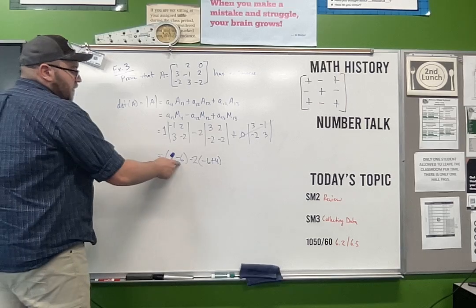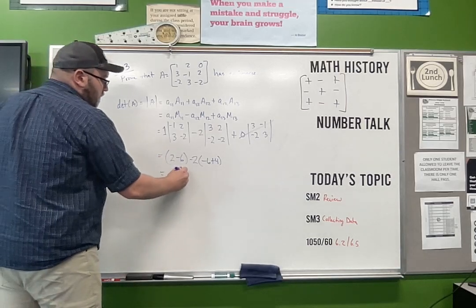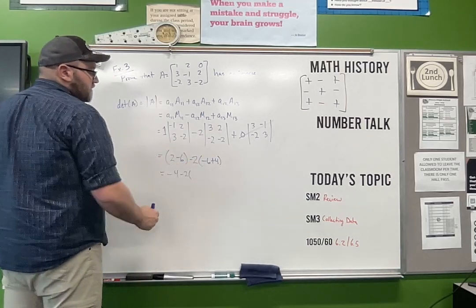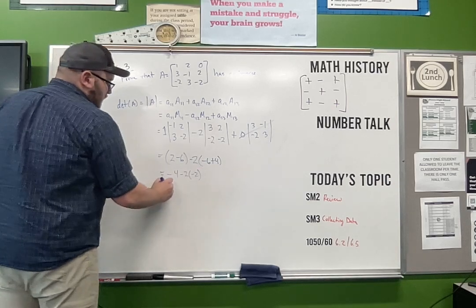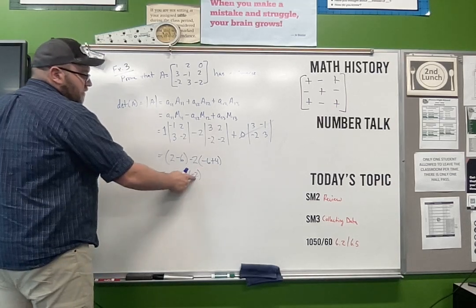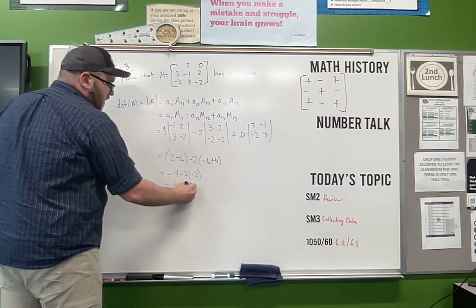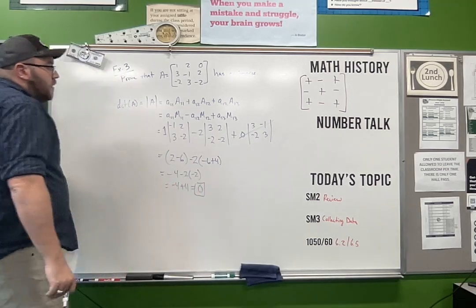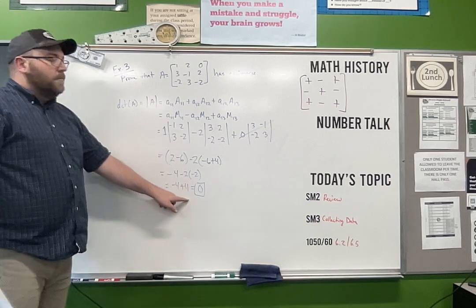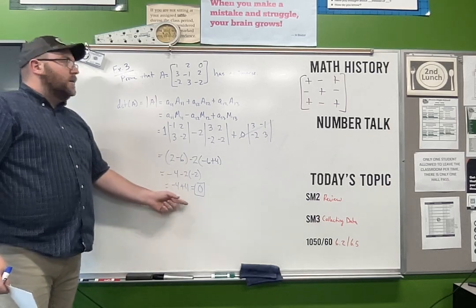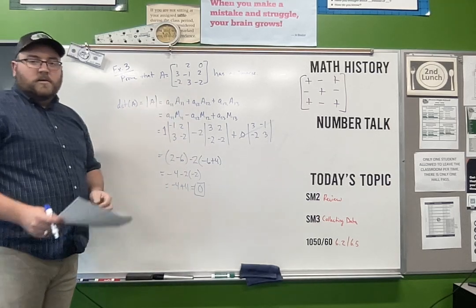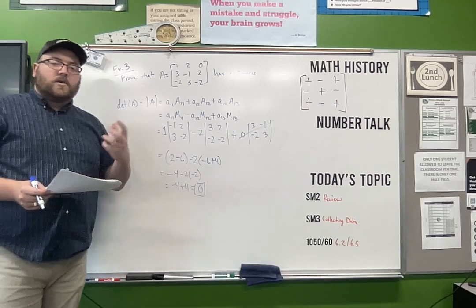Equals 2 minus 6 is negative 4. Minus 2 times negative 6 plus 4 is negative 2. Negative 4. Negative 2 times negative 2 is positive 4. Negative 4 plus 4 is 0. We got a determinant of 0. By the invertibility criterion, this has no inverse. Okay, remember, if the determinant is 0, no inverse.